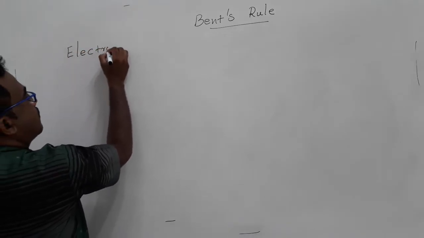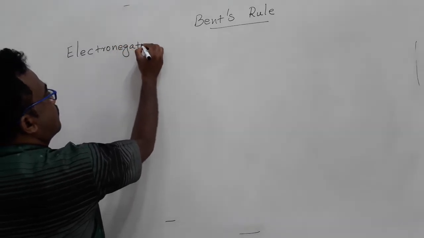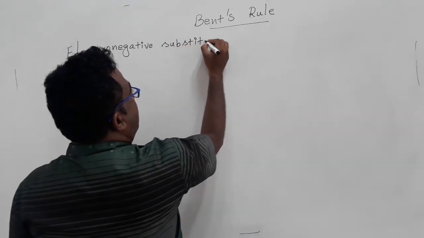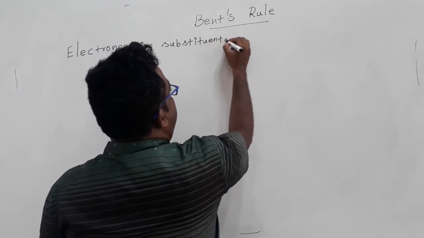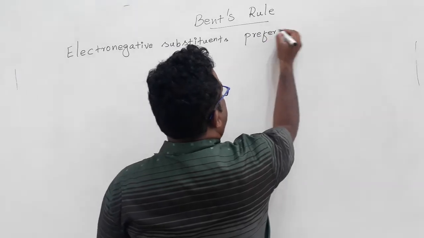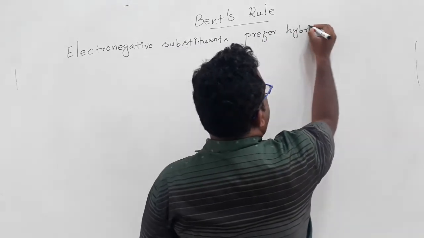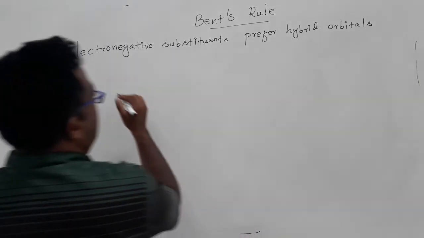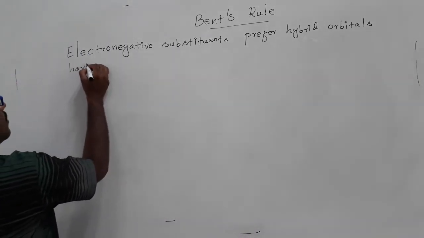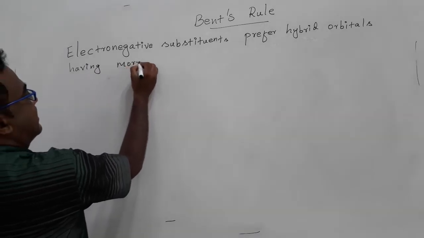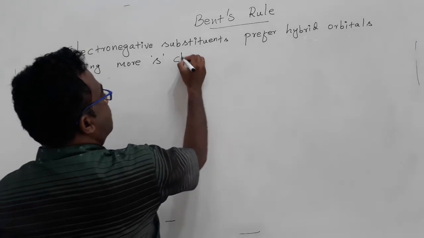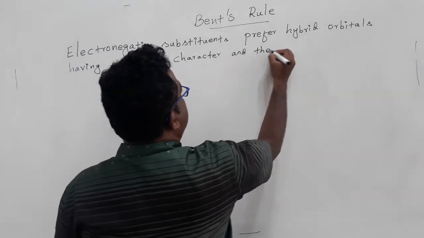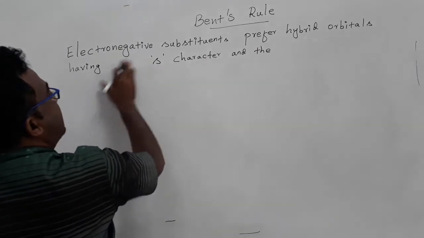Electronegative substituents prefer hybrid orbitals having more s character and the electropositive having less s character.